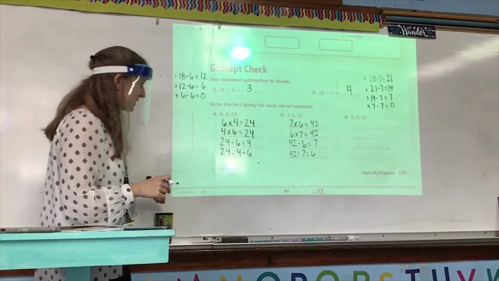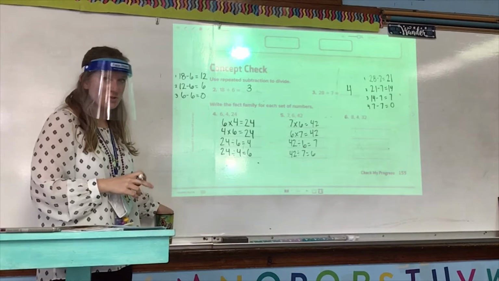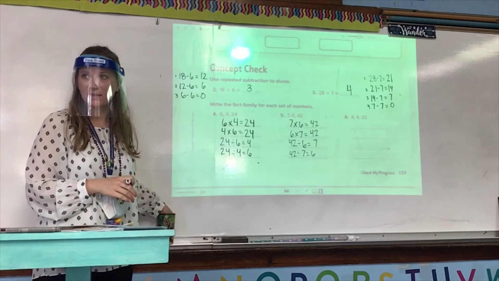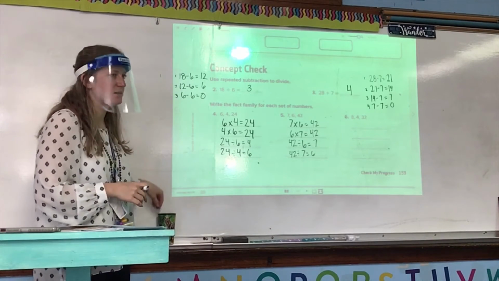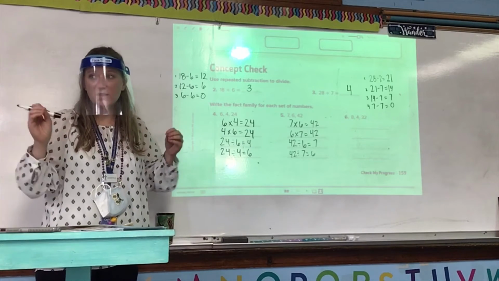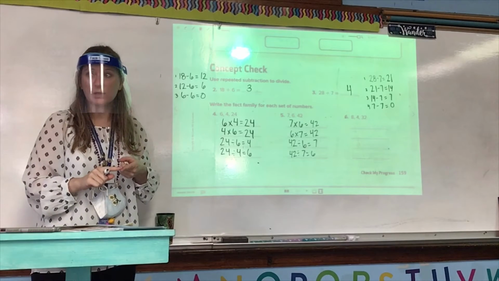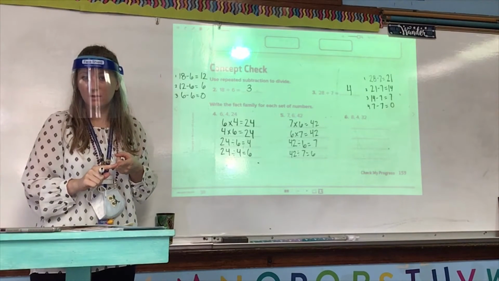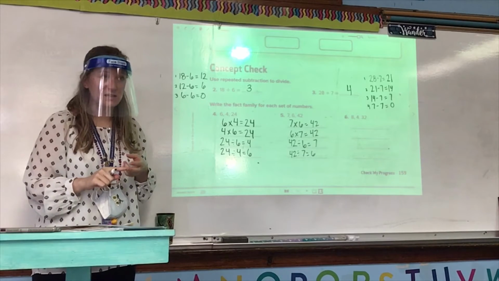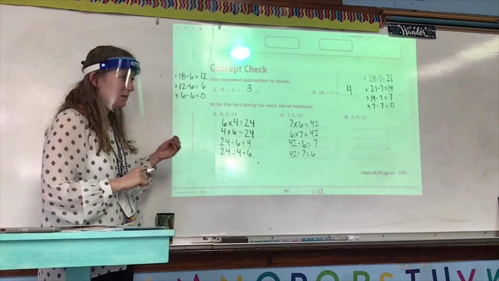Okay, number 6. There's a reason why we're going through these. You may be like, this is easy. Why do I have to show all of this? Why do I have to show my thinking? Why do I have to do repeated subtraction every time? I know my basic facts. It's because knowing the answer is not enough. Knowing the answer will get you to where you can pass your test.